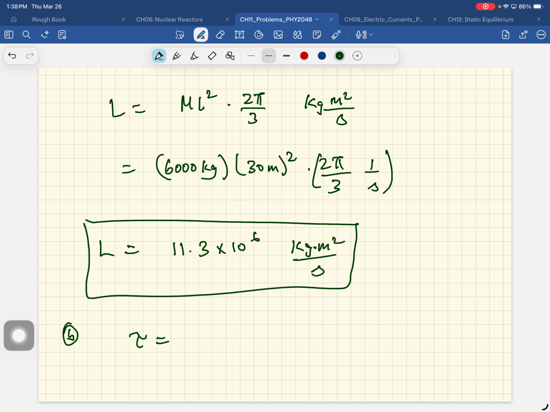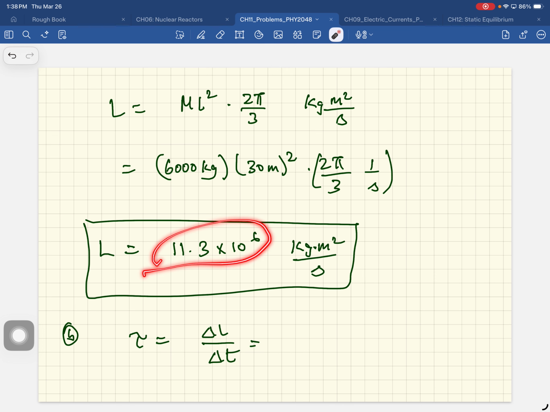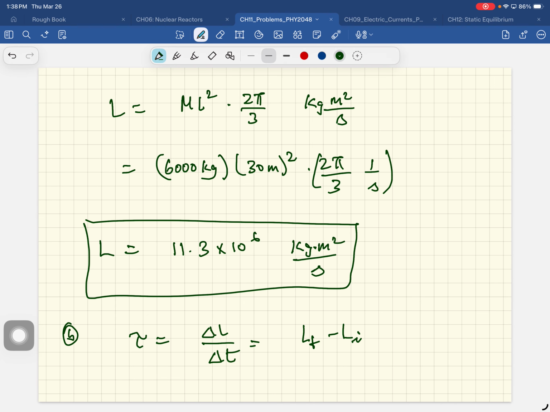The angular momentum is the angular momentum of this merry-go-round, which was spinning, and the angular momentum of the kid. And then he jumps on, and what will happen? This is the final angular momentum. This is the initial angular speed, that's the final angular speed. Angular momentum is conserved. The merry-go-round is initially at rest. So what is the angular momentum after the boy jumps on?